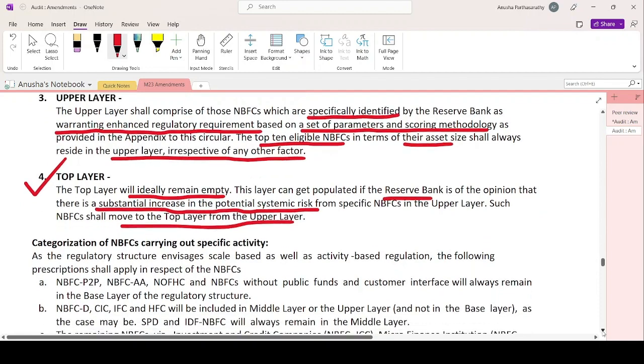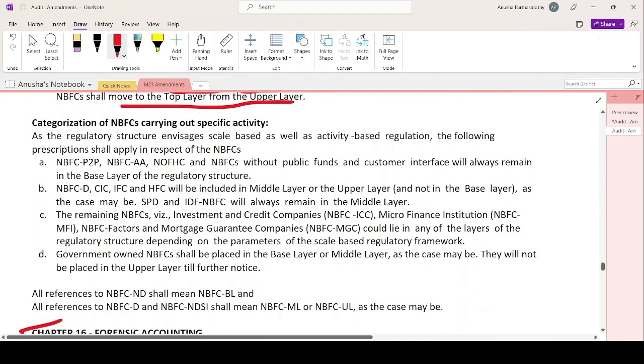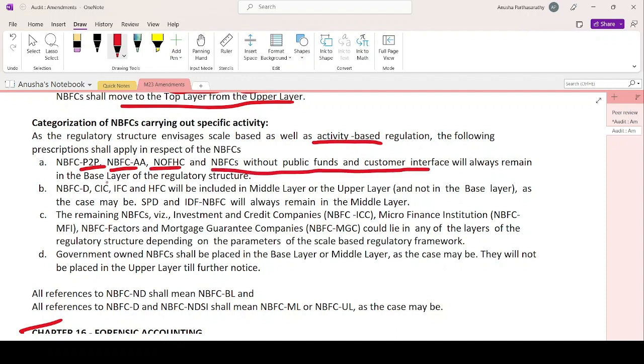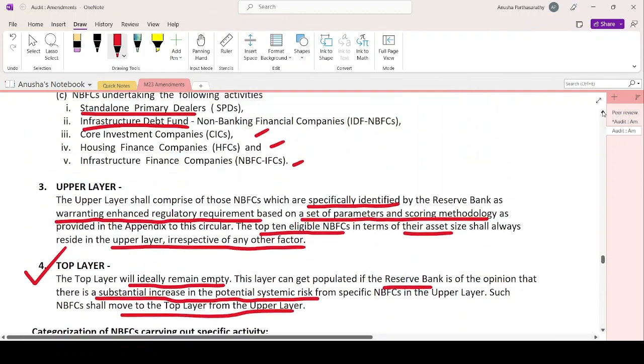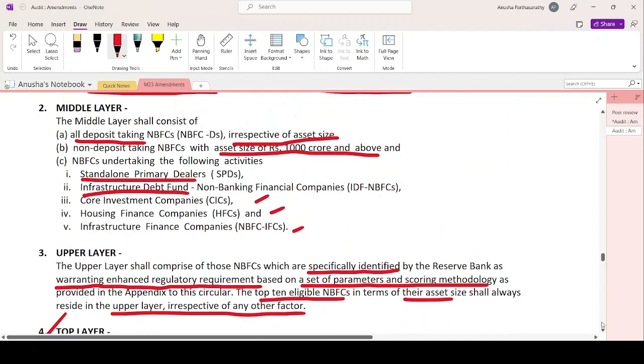Categorization of NBFCs carrying out specific activity, as per the regulatory structure, is scale based as well as activity based regulation. The following prescription shall apply in respect of the NBFCs. See here, peer-to-peer lending, account aggregator, and non-operative financial holding company: an NBFC without public funds and customer interface will always remain in the base layer. Simple, right? Then NBFC deposit taking, core investment company, infrastructure finance company, and what other one was HFC? Housing finance company, right? Good.